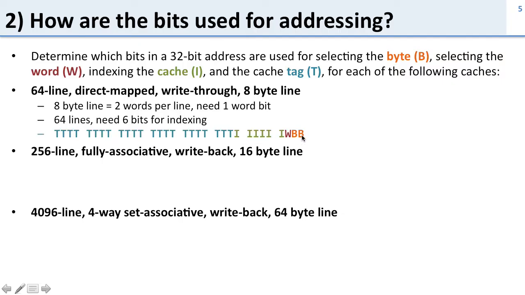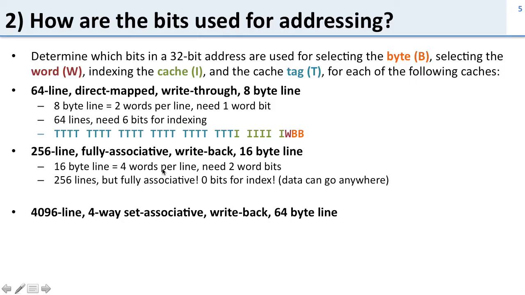We're always going to have 2 bits for the byte because every word has 4 bytes in it. 1 bit to choose the word in the cache line because we have 2 words here. And then we have 6 index bits left, and those index bits tell us where we go in the cache because it's a 64-line direct map cache. So for the fully associative cache, we've got 16-byte lines. That's 4 words per line. We need 2 word bits to choose one of those 4 words.